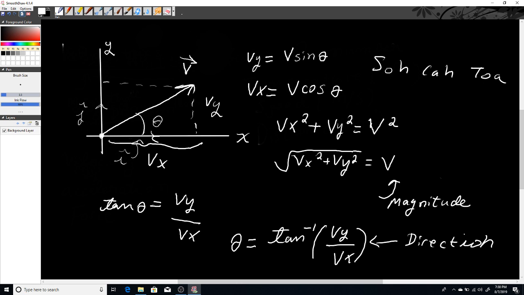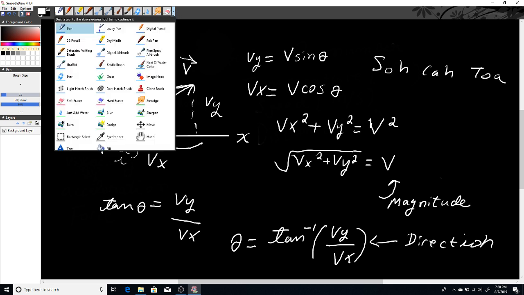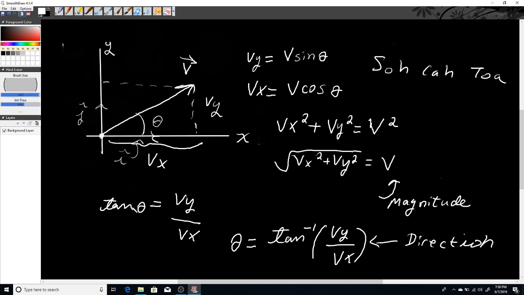And if I get an eraser here, let's see, what do I want to get rid of? I'll just clear some space up here.